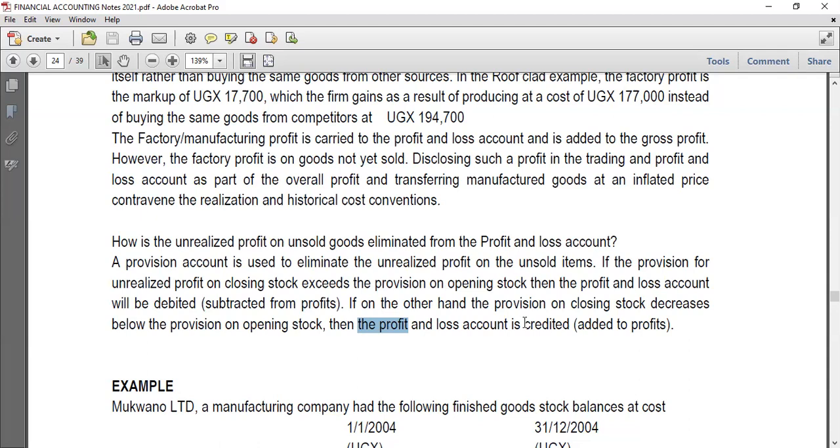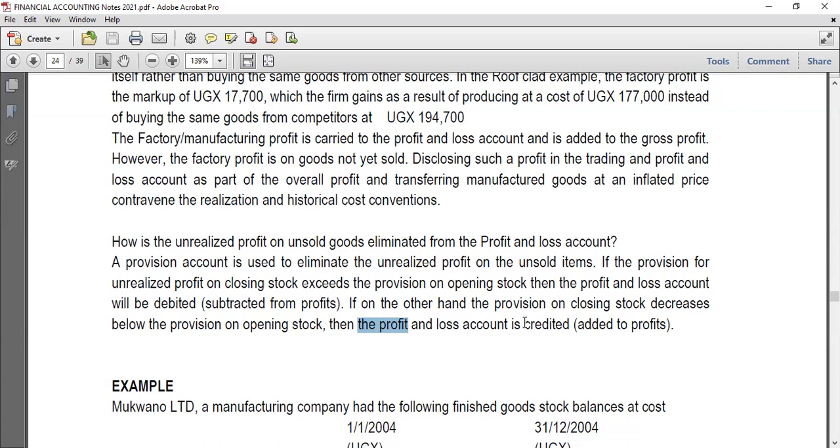And we are saying, if the difference shows that the unrealized profit on closing inventory is higher than that on the opening inventory, okay? If at all the unrealized profit on closing inventory is higher than that on opening inventory, then we should actually debit our account. It's basically we have more unrealized profit at the end of the year than what we started with, okay? So we should debit our account.